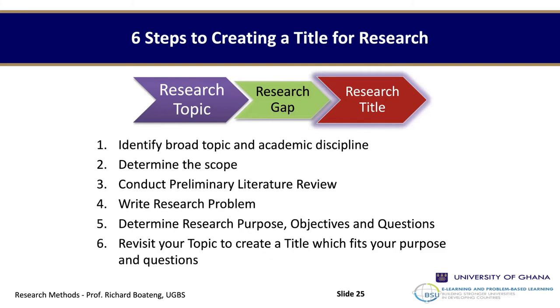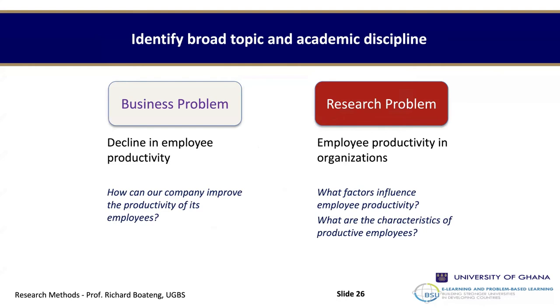So what you do, you identify a broad topic, you determine the scope you are going to use the study in. Then you do a preliminary literature review to gain knowledge about the gaps so that I can write the research problem. Now, as I mentioned, the business problem differs from the research problem. For every business problem, you can have 1,001 research gaps that may respond to the problem. So having a business problem is not bad. But you have to now go into the research to understand what is happening in research. What kind of gap exists concerning the same business issue you are thinking of?